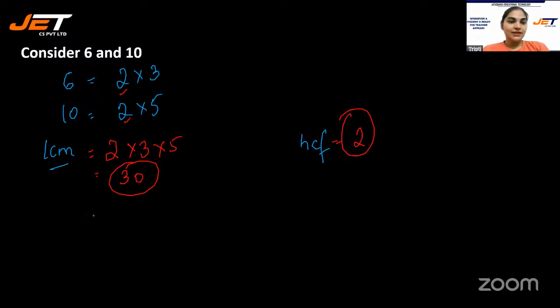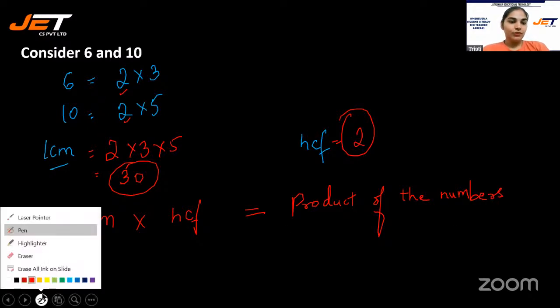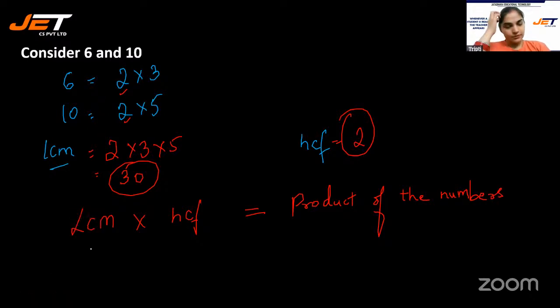Now, what was it? LCM times the HCF should be equal to the product of the numbers. This time we are not going to make the mistake. Over here, LCM, what is LCM? I want you to do this. I have written the formula, the thing that you are supposed to do.